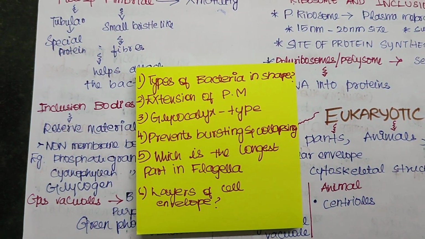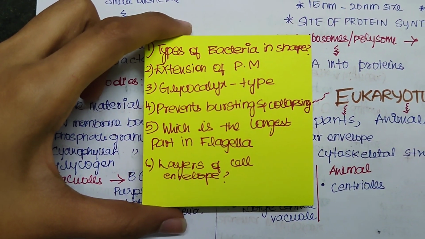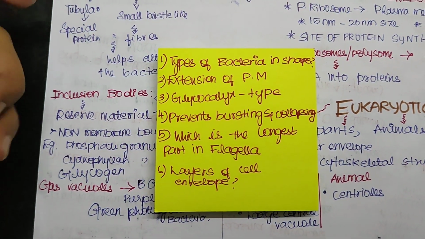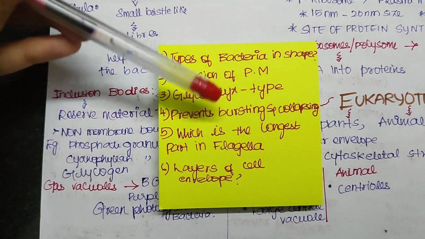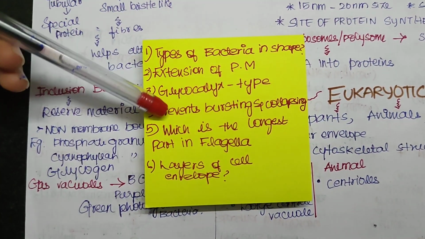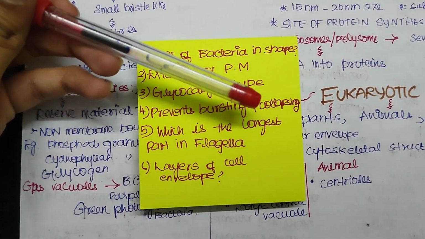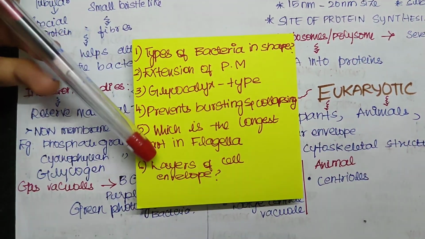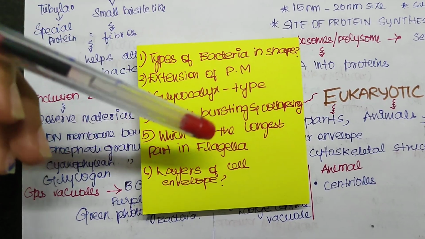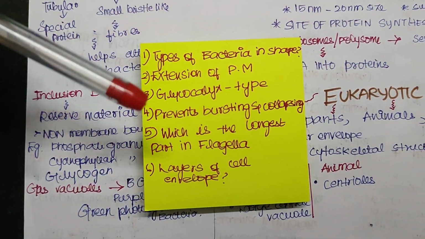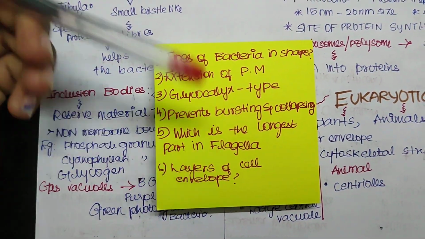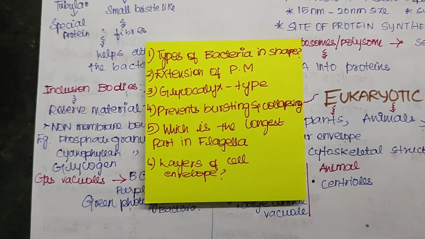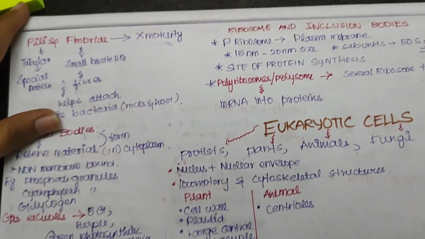So what are the types of bacteria based on the shape? Extension of plasma membrane is called as types of glycocalyx. Which part of the cell prevents it from bursting and collapsing? Which is the longest part in the flagella? This one we recently discussed. And what are the layers of cell envelope? The three layers which we discussed. I hope you are able to answer all these questions. Now let's continue with this page.